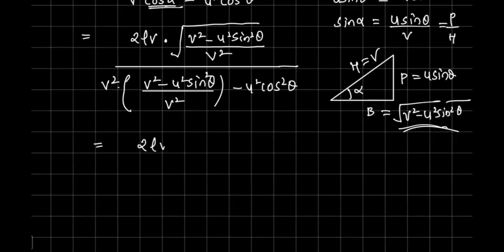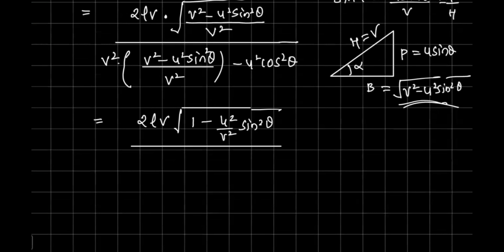So it will be 2Lv root over 1 minus u square by v square sin square theta, divided by this. The v square will cancel out, and you will take u square common from here, so it will become 1. So you'll get v square minus u square. That is the total time of flight.